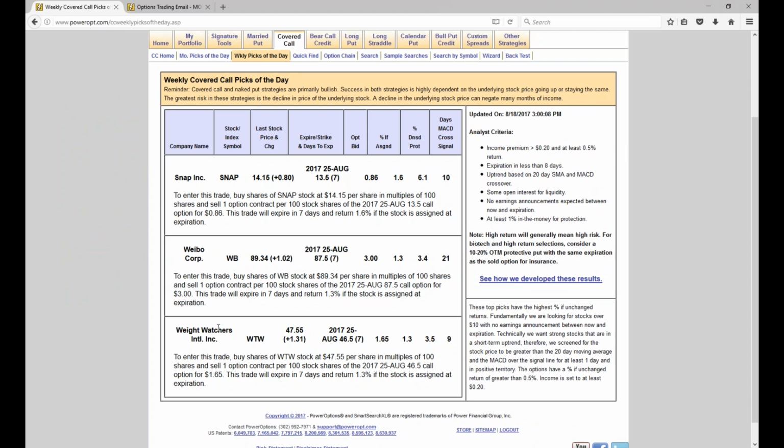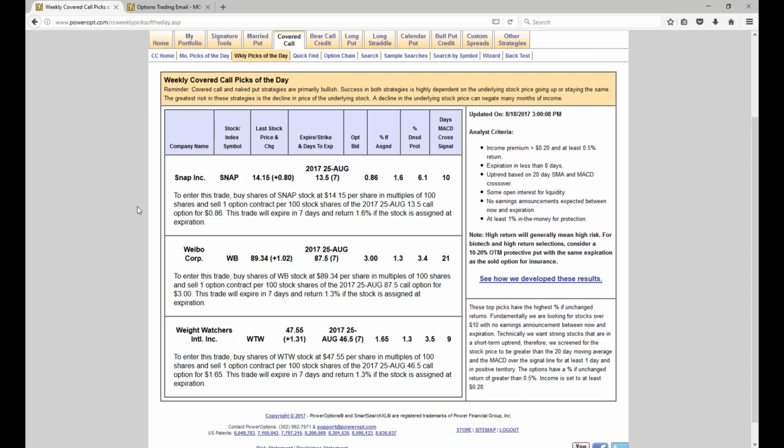Sometimes there's 3 trades. If you did 3 trades with the weekly picks of the day, every time 3 trades came up, the return was 140. It was lower than only using the top 2. It was interesting, but it was lower than only using the top 2.